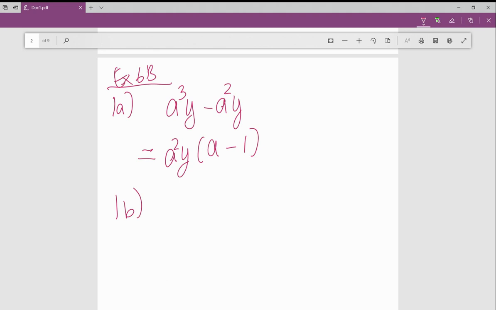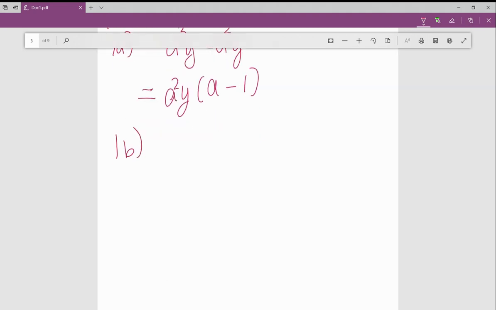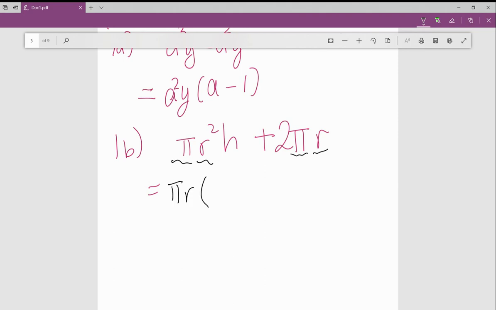1b. I'm not going to do 1b exactly the same. I'm going to change the question a little bit. I see pi r squared h. I'm going to change this to pi r squared h plus 2 pi r. It's slightly different from the workbook question. What is common? Always look for what is common. In this case, pi is common, r is common, so I will take pi r out. If I remove pi and r from the first term, I'm left with rh. If I remove pi and r from the second term, I'm left with 2.